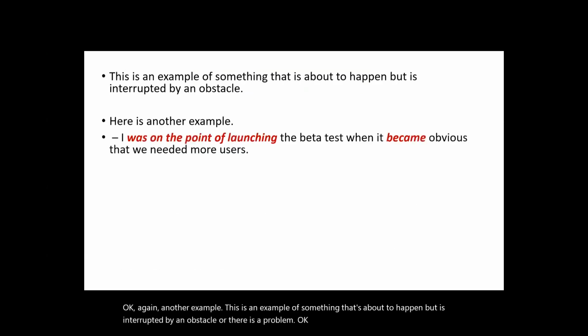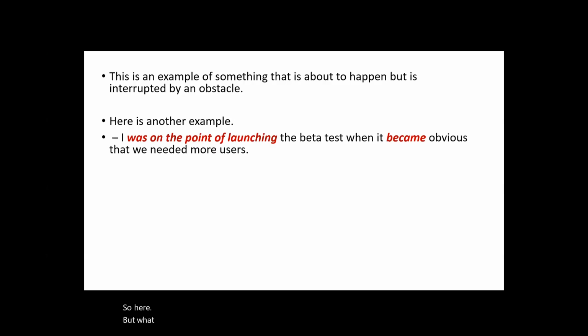Okay, so how to say it? I was on the point of launching the beta test when it became obvious that we needed more users. So here كنا خلاص هنعمل اللانشنج بتاع البيتا تيست, but what happened? It became obvious واضح جدا that we needed more users. Okay, so the first part of the sentence is was or were on the point of, and then I have a gerund, the verb plus ing, launching. The second part, after when, of course is past: when it became obvious that we needed more users. So both parts of the sentence are in the past.